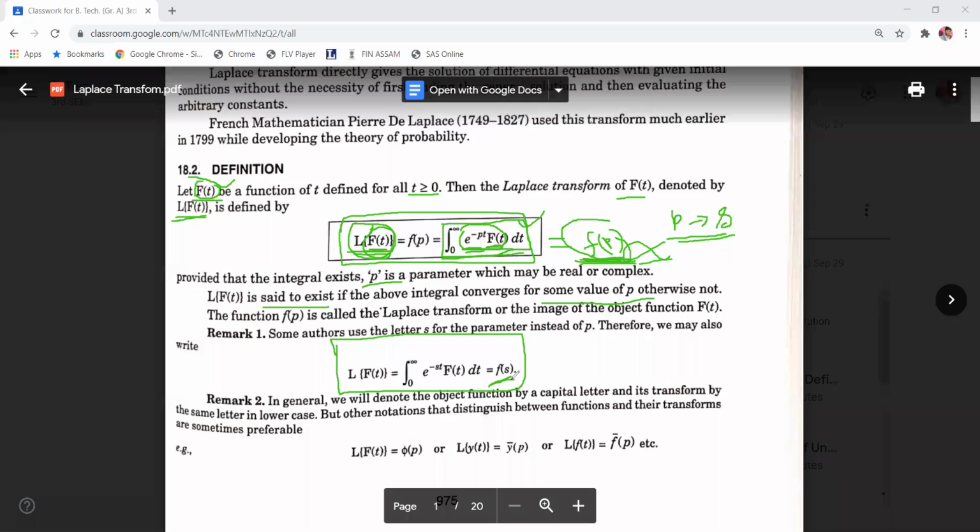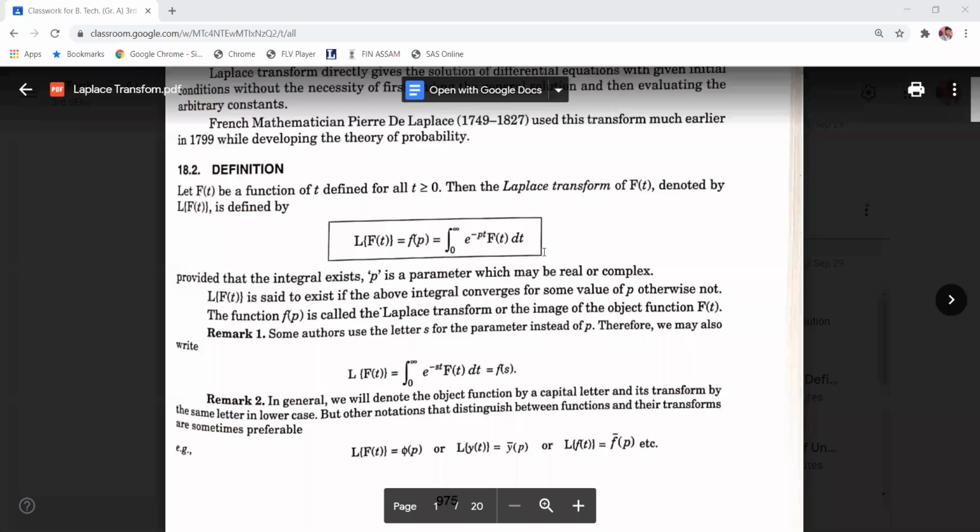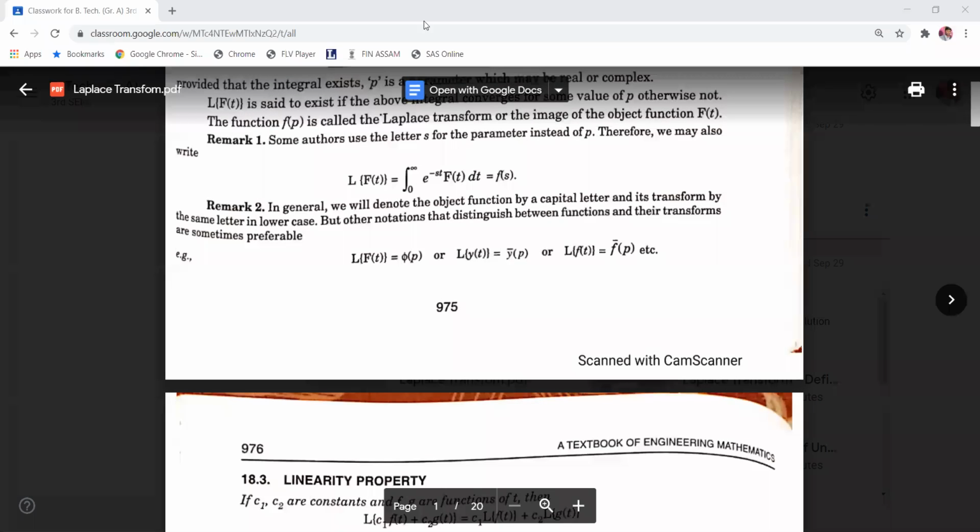Is that clear? Does anyone have any doubt regarding the definition of Laplace transform? No, sir. Okay. So next, you see.